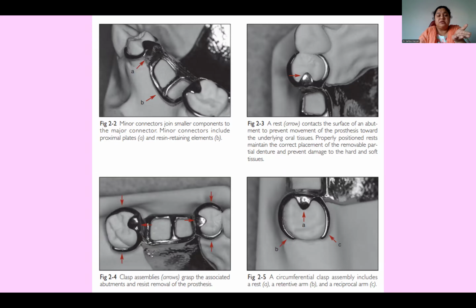These are the minor connectors. You see the arrow in figure 2.2. Minor connectors include proximal plates and resin retaining elements. I have explained these parts to you, so I'm just showing you more than two. In 2.3, you see the rest contacts the surface of the tooth to prevent movement of the prosthesis towards the underlying oral tissues. Properly positioned rests maintain the correct placement of the removable partial denture and prevent damage to hard and soft tissue. So figure 2.3 is showing you how rests are properly placed.